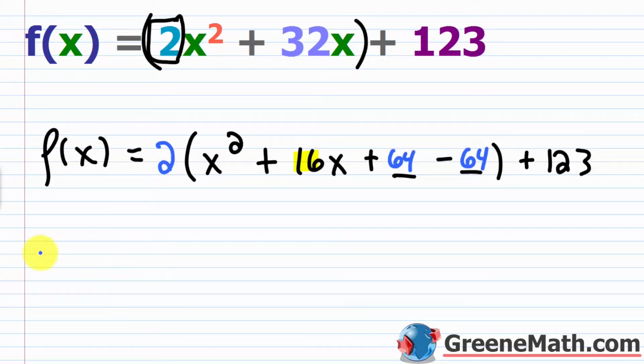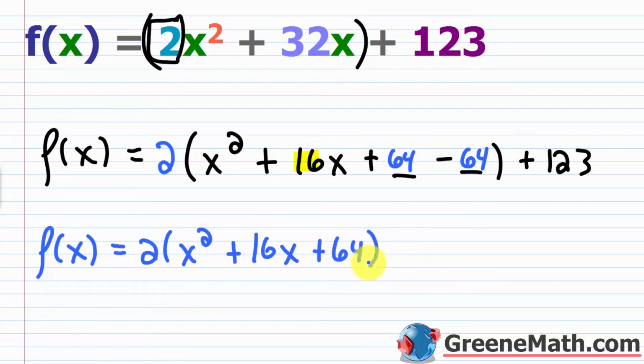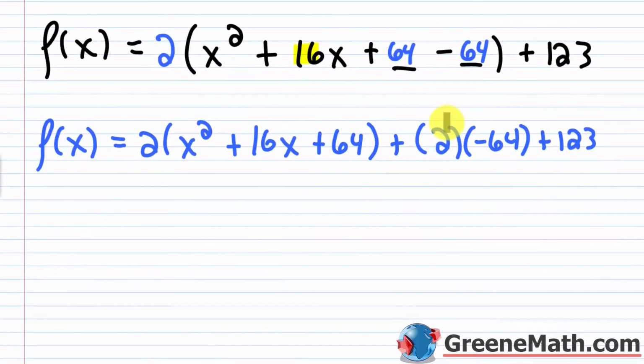So what I'm going to do is say that I have f of x is equal to, I'm going to keep my 2 out in front, so times the quantity x squared plus 16x plus 64. And then for this part right here, I'm just going to distribute the 2 to this so that I can remove it out of there, okay? And I'm going to say I have plus 2 times this negative 64. And then I'll wrap this up by saying it's plus 123, okay? So that's what you've got to be careful of, okay?